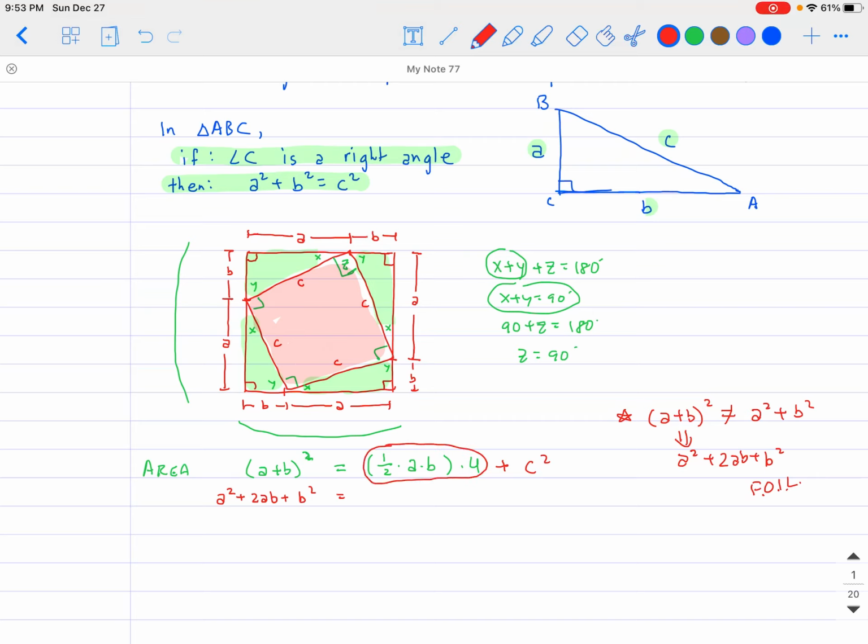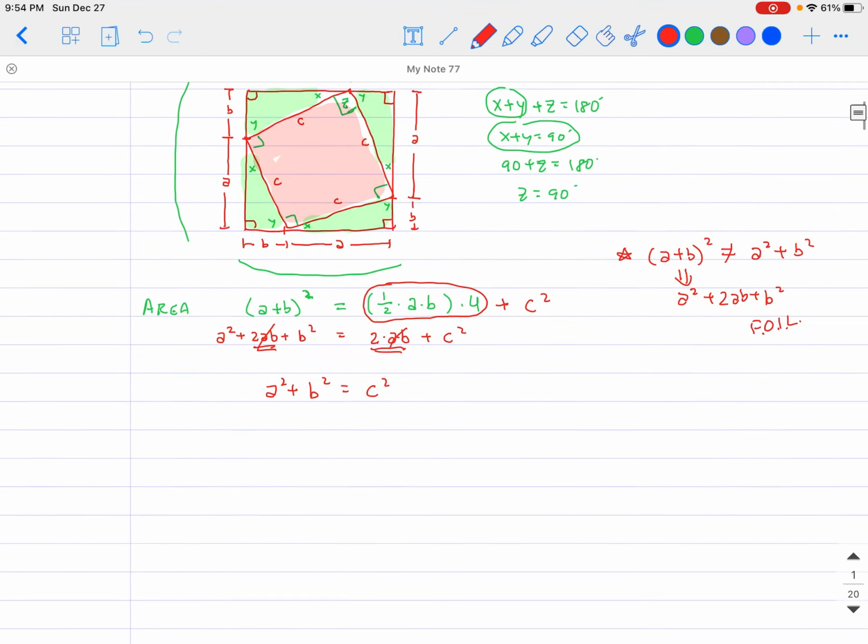We're going to go ahead and multiply that out. 4 times 1/2, that's going to give us 2 times a times b. And then we also have plus the c squared. So you can see that both sides have 2ab in common, which we can go ahead and cancel out. And lo and behold, we have our final conclusion: a squared plus b squared is equal to c squared. And there's your proof of the Pythagorean theorem.